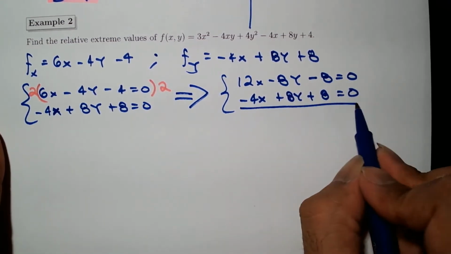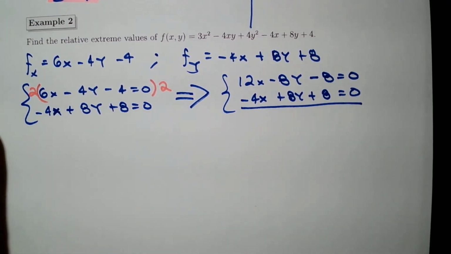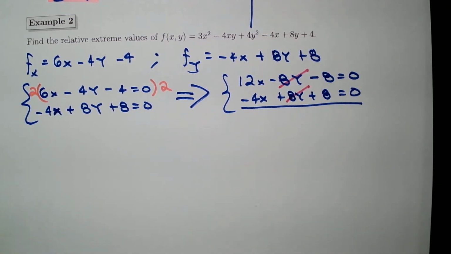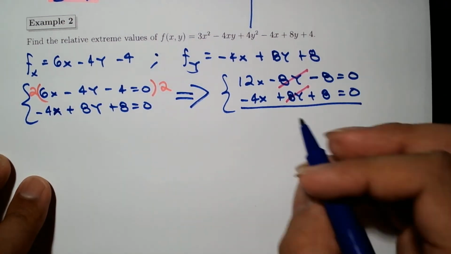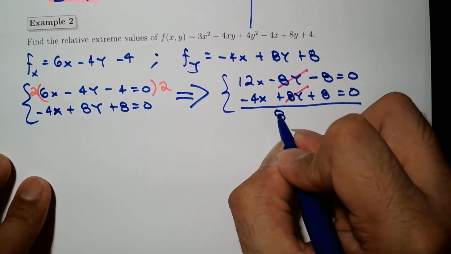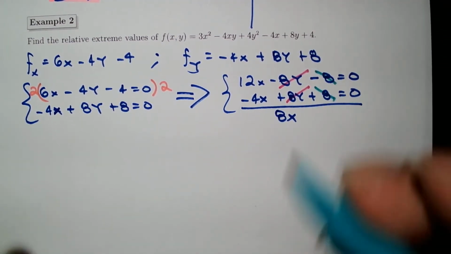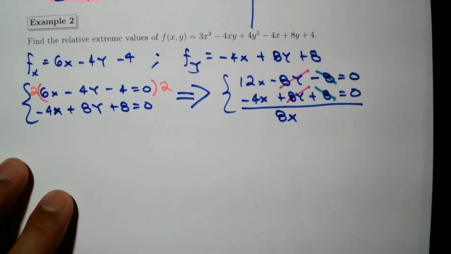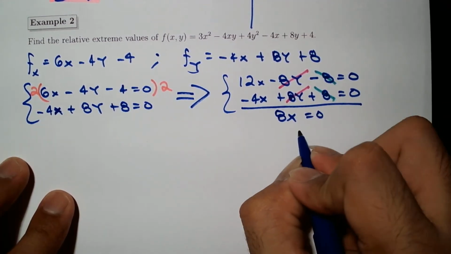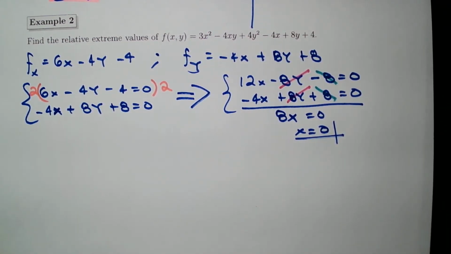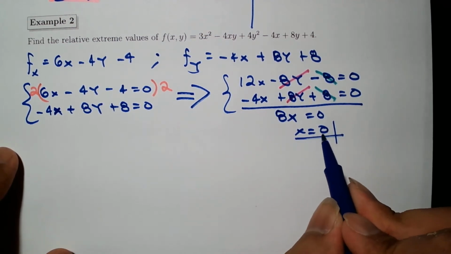Alright, now we are ready to eliminate the variables. Combining the equations will eliminate the y's. That's why we call it the method of elimination. So 12x minus 4x gives us 8x. But something funny occurs as well, because the 8's go away too. So this will be equal to 0, and x equals 0. So far we have a critical point in which the x-coordinate is 0.